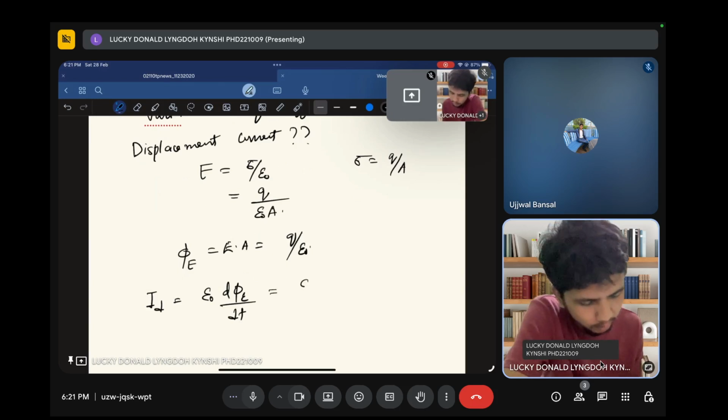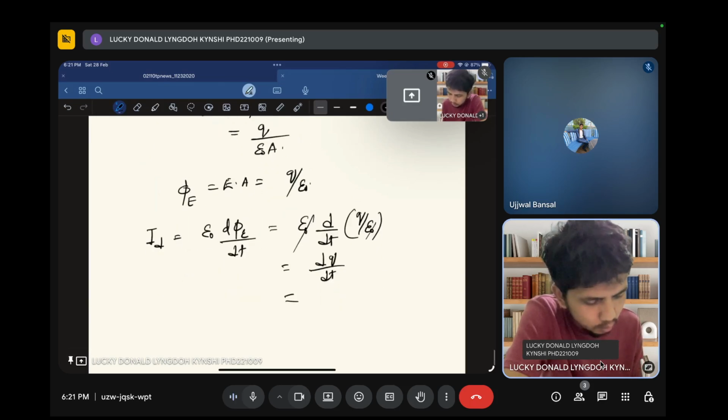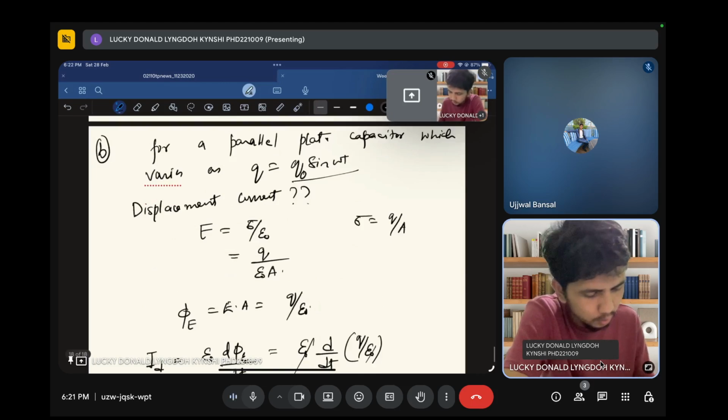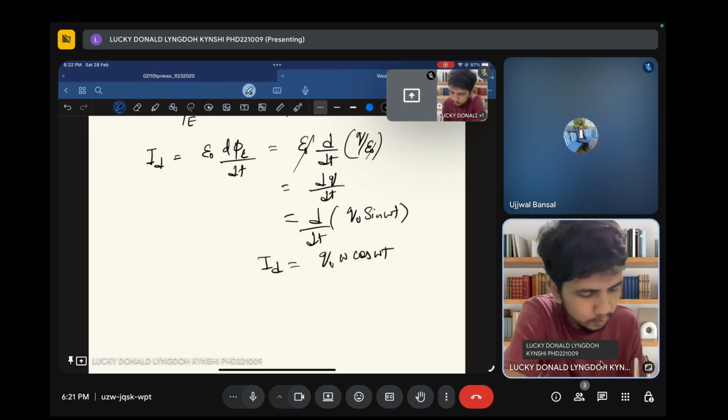So it's easy. Now epsilon naught d phi E will simply be d by dt of Q by epsilon naught, so epsilon naught and epsilon naught get cancelled. You will get dQ by dt, but Q is given to you from the question as Q naught sine omega t. So you can just differentiate d by dt of Q naught sine omega t. We get Q naught omega cos omega t. So this is your displacement current.